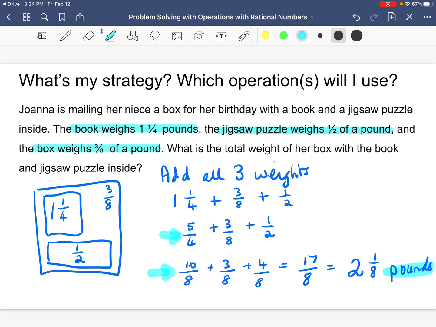And actually, I'd like to check, is this a reasonable answer? So I'm going to round the numbers here. So I've got 1 pound and a half a pound, and I'm going to round this to 1/2. So I've got 1 and 2/2, which is 2 pounds approximately. And I got 2 and 1/8 pounds. So that tells me that my answer is at least approximately correct. If I got 20 pounds for my answer, I'd know I was way off.